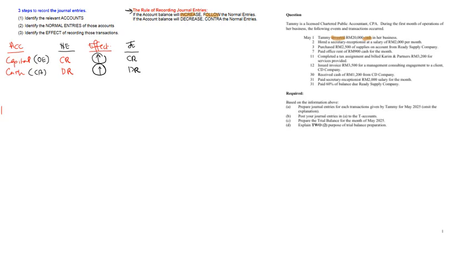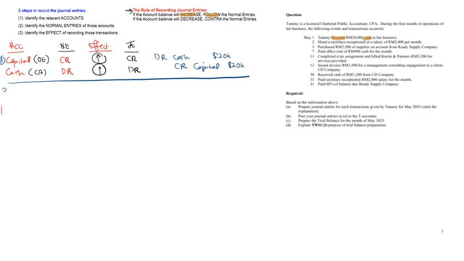So how do we record the journal entry? We will always start with the debit, the cash account, the amount of 20,000, and then credit capital, and the amount is 20,000. Done. That's the journal entry for May 1st.